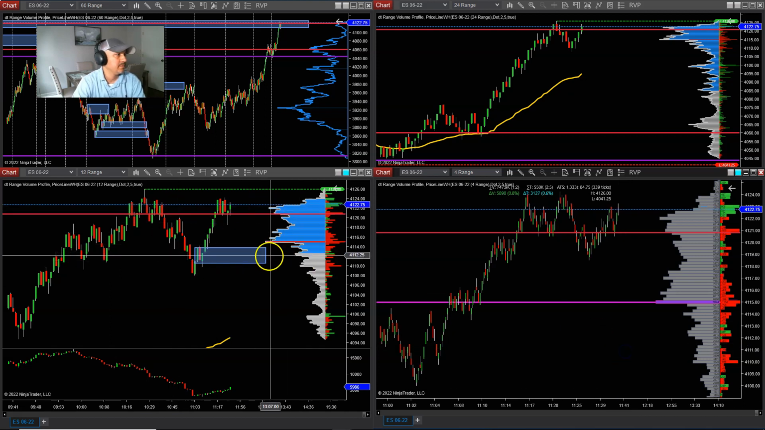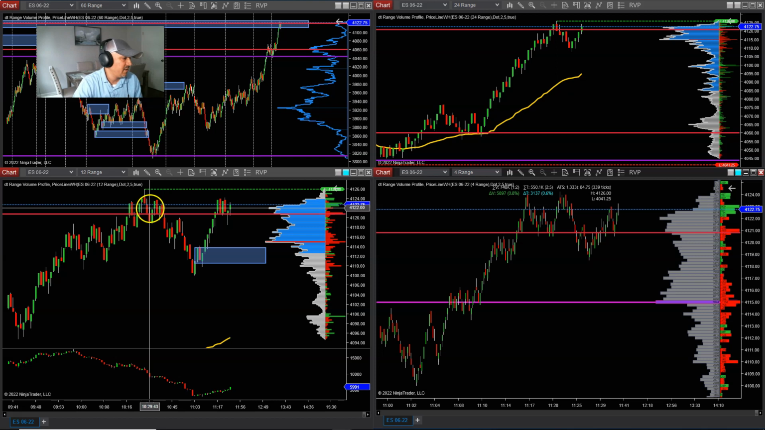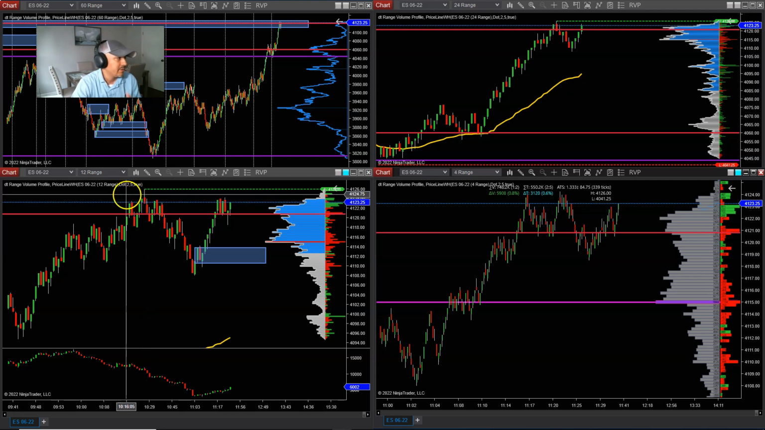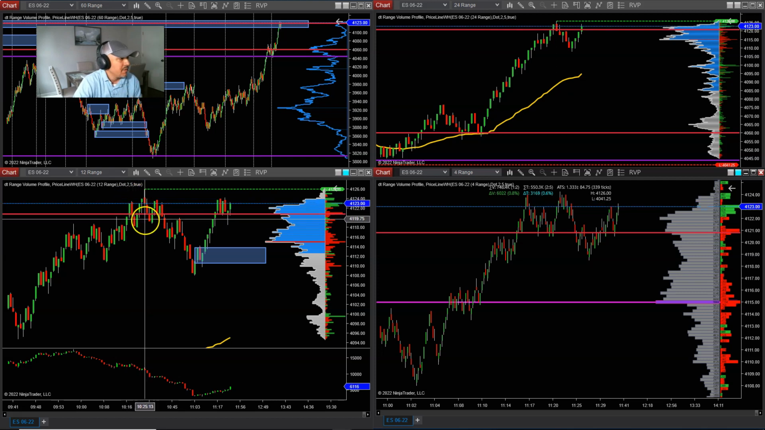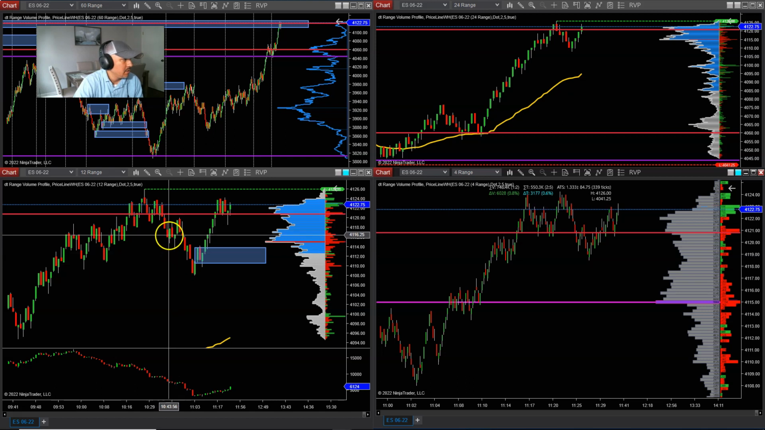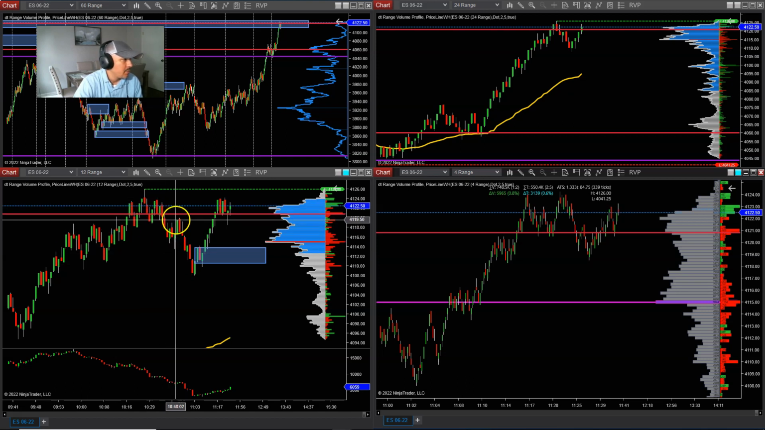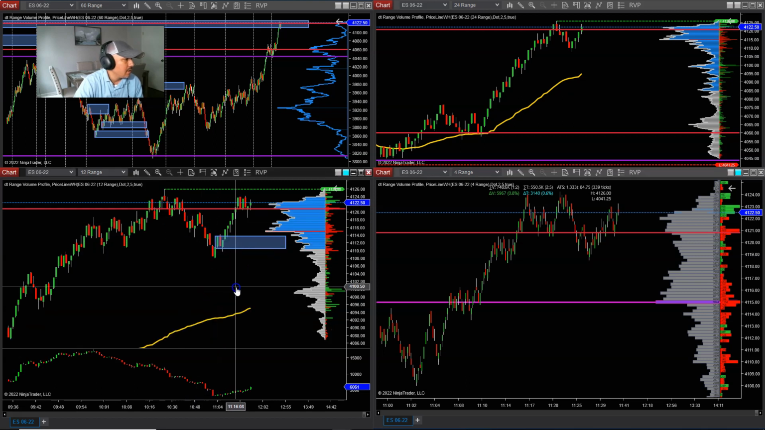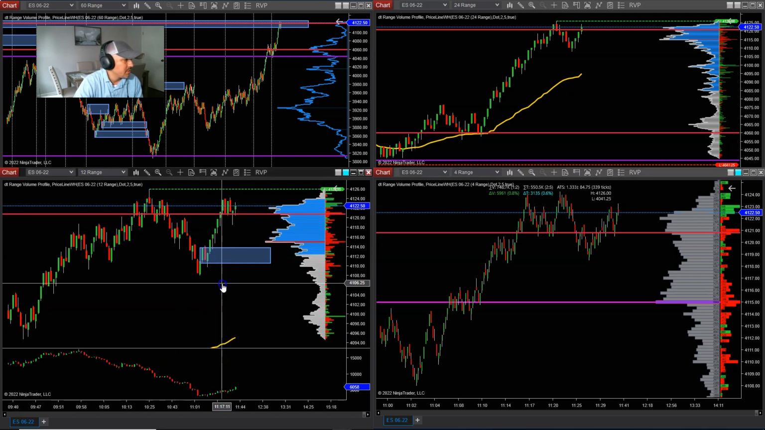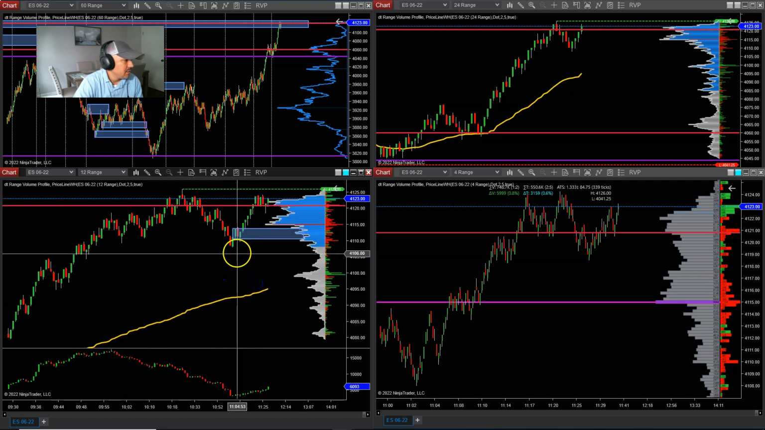Moving sideways here. It has not done much of anything since I started looking at the market around 10:30. Nothing other than this little push down here. But possible short here, possible short here. After that, really nothing, to be honest with you. Well, I mean, price came down and tested.